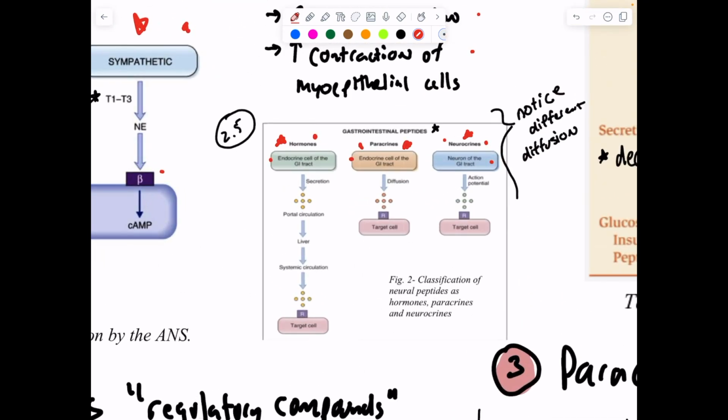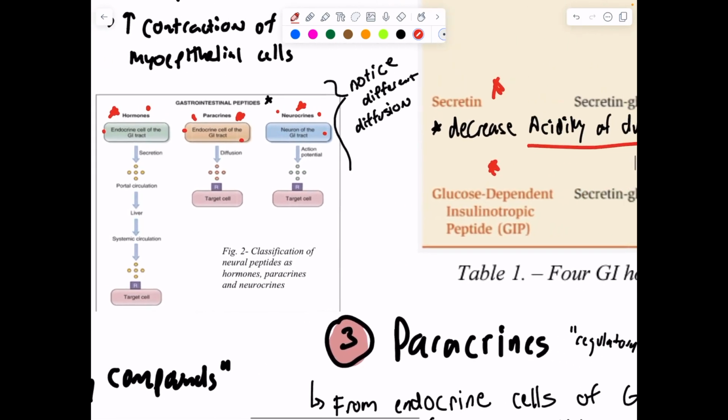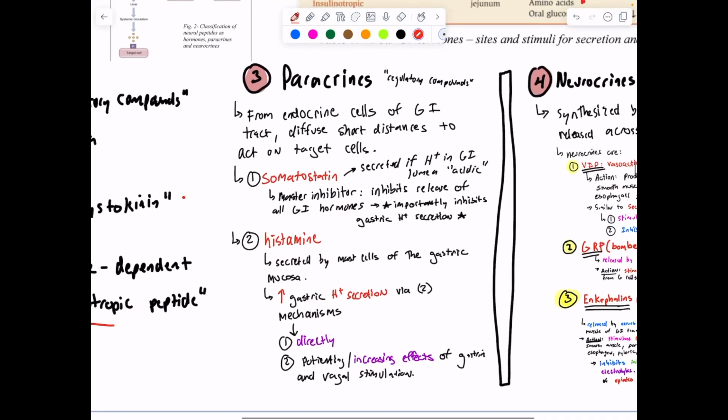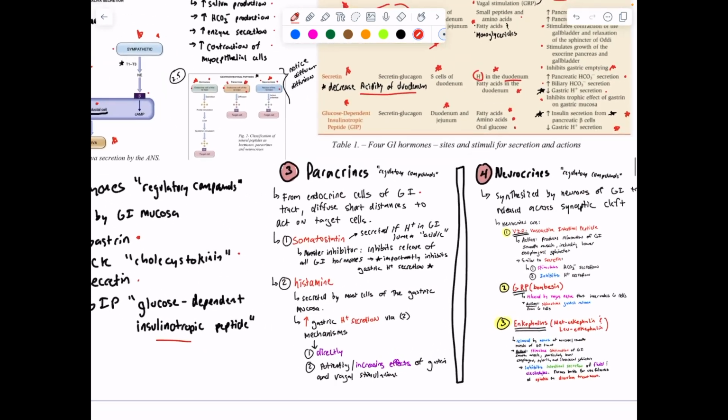Now we have our paracrines and our neurocrines. Paracrines also come from endocrine cells, and the neurocrines are coming from neurons. Our paracrines, endocrine cells of the GI tract, go short distances, whereas these guys are going further.